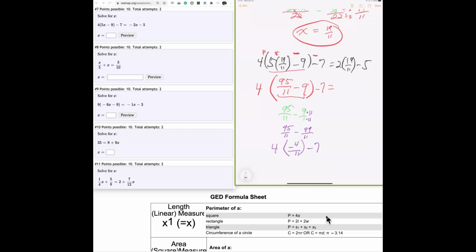And so on this side, we should end up with the same number. So 2 times 19/11, that's 2 times 19, which is going to be 38 over 11 minus 5. And for this, we're going to put 5 over 1 initially, and then multiply top and bottom by 11. And that becomes 55 over 11. And we have 38/11 minus that.